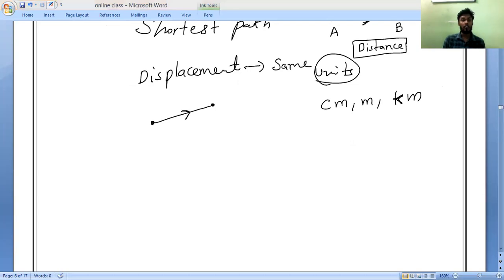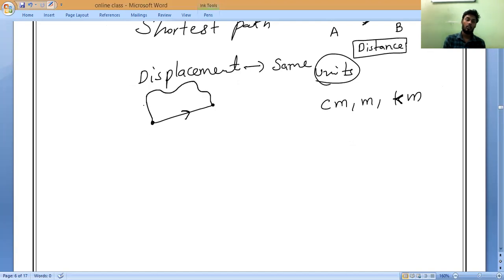Now, let me take from A to B. I want to reach B, so I will take this path. This is A, B, then C, D, E, and F. Finally, he reached B. Now, what do we call this path? No direction we are talking about. The total length of the path is called distance. And the shortest distance between any two points is called displacement. You have to remember that.